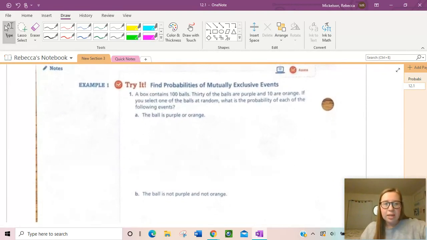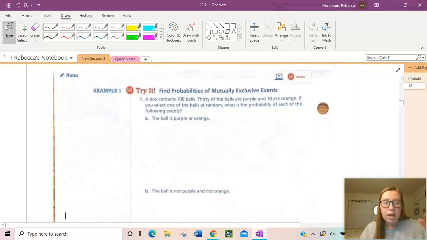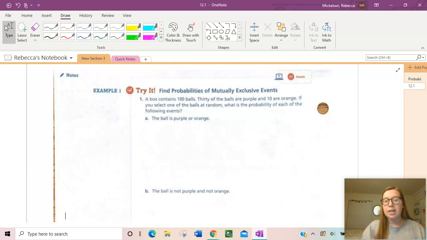And here we're just going to talk about the general ideas of probability. So it says a box contains 100 balls. 30 of the balls are purple, 10 are orange. If you select one ball at a time at random, what is the probability of each of the following events? So, like normal in our workbook, they kind of jump into some of the more challenging examples right away. So, before we answer part A and part B, we're going to just talk about some more general probability ideas.